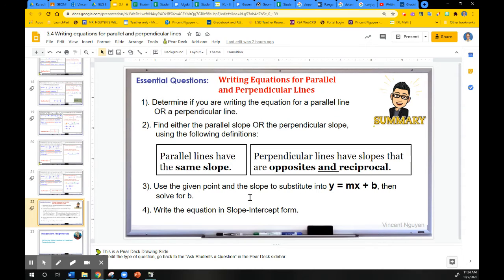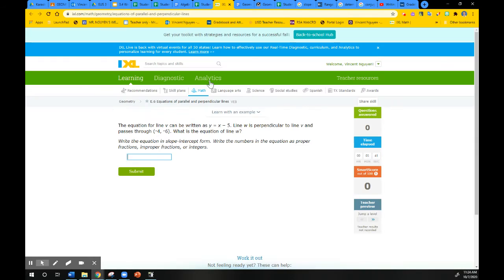That will give us a slope, and then we also need the y-intercept, because the y-intercept is going to be different. So we have to look for b. To solve for b, we use the given point that they give us and the slope, and we substitute them into the equation y equals mx plus b, and then we can solve for b. Once you get b, you can write your equation. So I'm going to demonstrate these 4 different steps here using IXL. Let's get started on this first example.